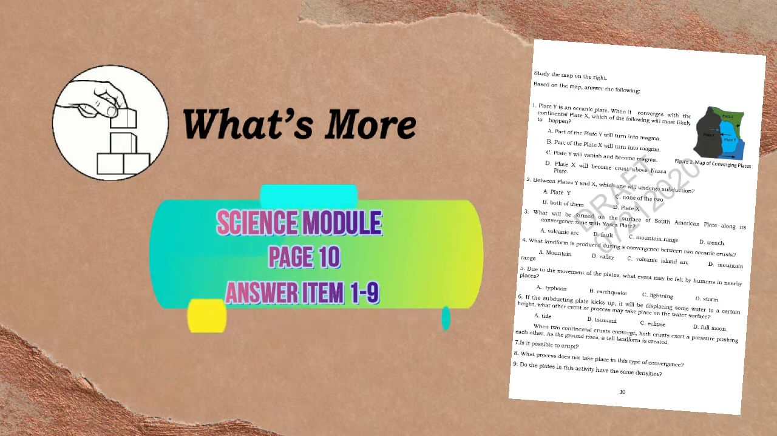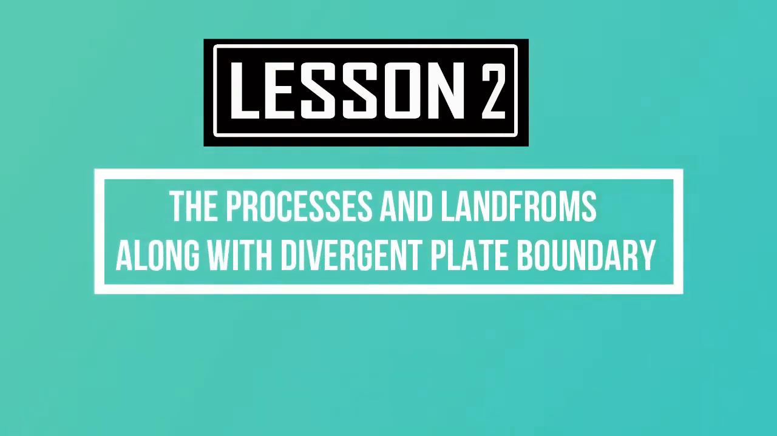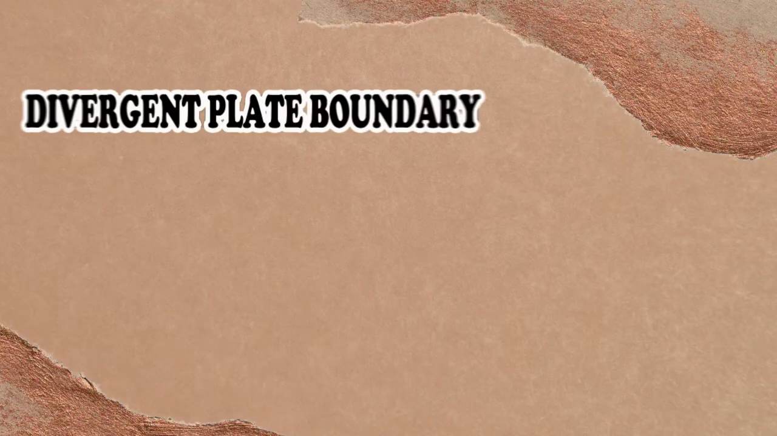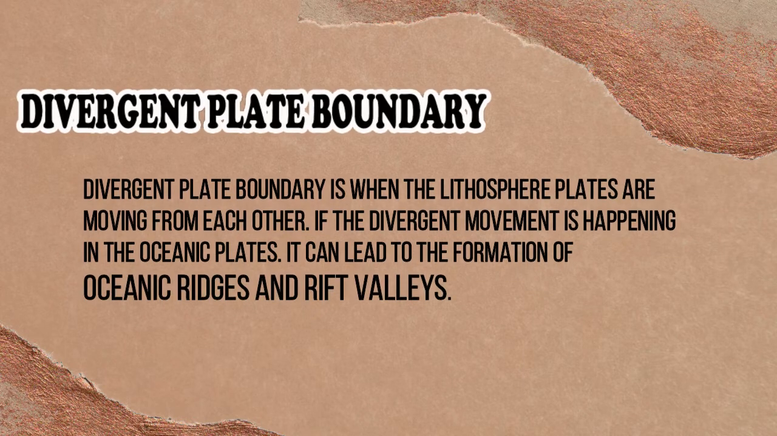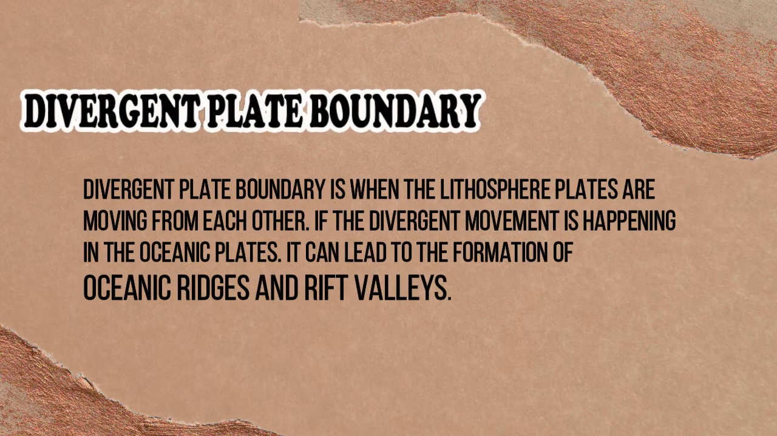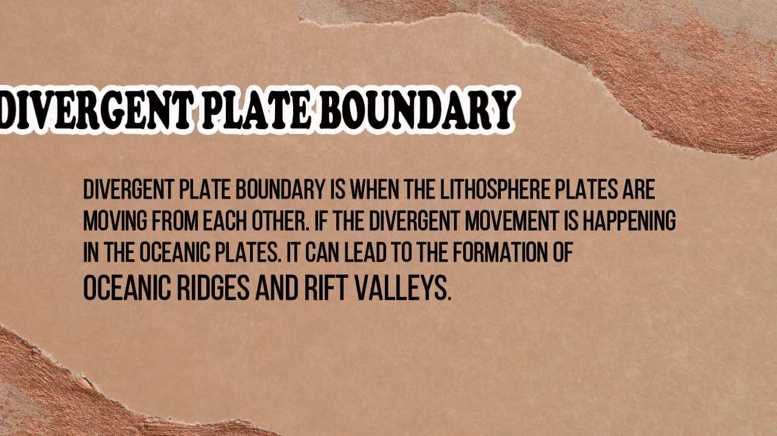Now, let's move on to the second part of our lesson, the processes and landforms along divergent plate boundaries. A divergent plate boundary is when the lithosphere plates are moving away from each other. If the divergent movement is happening in the oceanic plates, it can lead to the formation of oceanic ridges and rift valleys. But what are oceanic ridges and rift valleys?